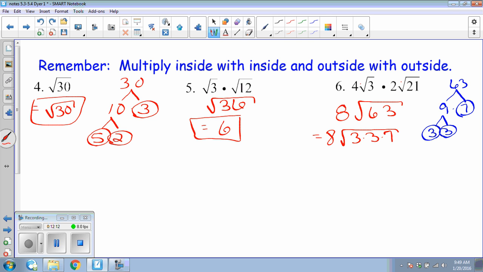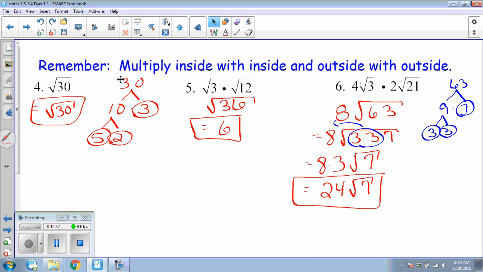Okay? Now my pairs, I have a pair of 3s. They get to come out, right? So what am I going to do with that 3 that I take out? Very good. I'm going to multiply it times that 8. So that's 8 times 3 times the square root of 7. And then simplify that. So it's 24 times the square root of 7. Okay? Any questions? Not too bad, right? Okay.